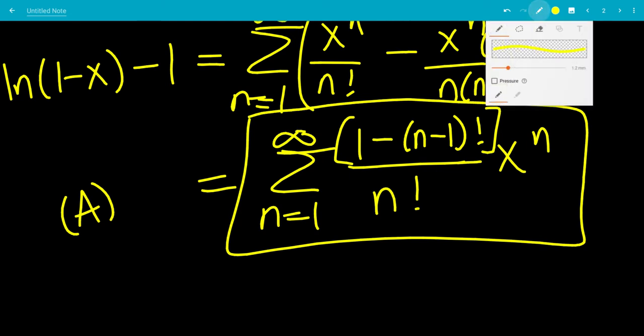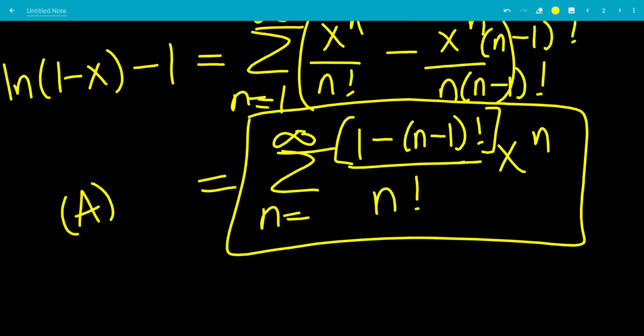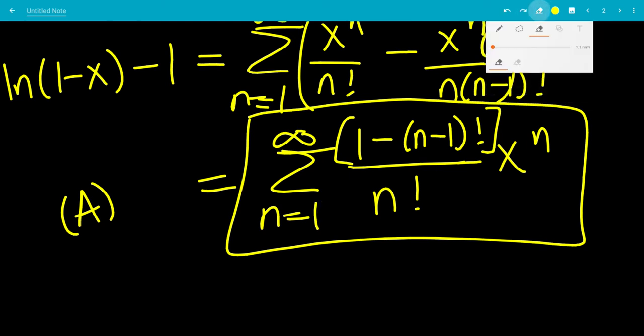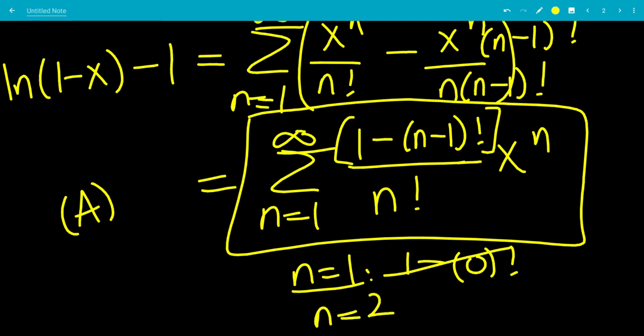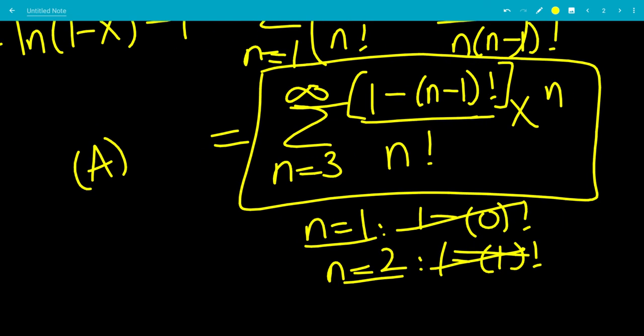But we can do more. So let's look at this. Before, n starts at 1. But let's plug in n equals 1. We have 1 minus 0 factorial, but 1 equals 0 factorial, so this cancels. For n equals 2, we have 1 minus 1 factorial on the top, but that cancels. So we can actually start this at n equals 3. Let's just make it look better. Okay, so that's a cool fact.